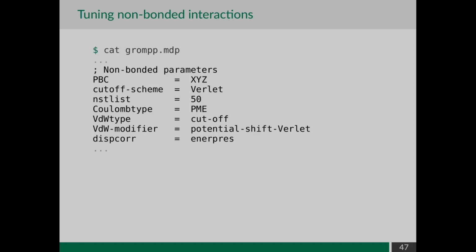What does this mean in practice? Simply, you can replace your non-bonded parameters in your MDP file by the following. You only have to define the periodic boundary conditions, specify that you do want to use Verlet lists, have a high nstlist, 50 is recommended, say that you want to use particle mesh Ewald for the electrostatics, you will use cutoff for the van der Waals, and you will shift them in a way that's appropriate for the Verlet list. And that's it. You really don't need to specify the cutoffs explicitly or the grid spacing.